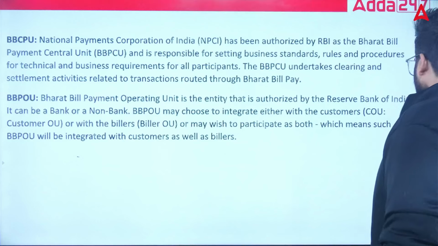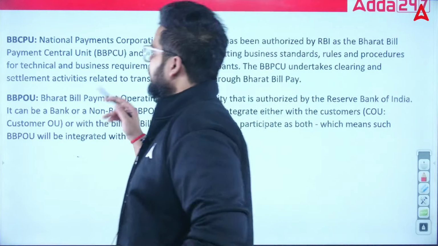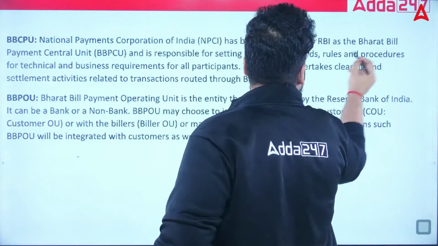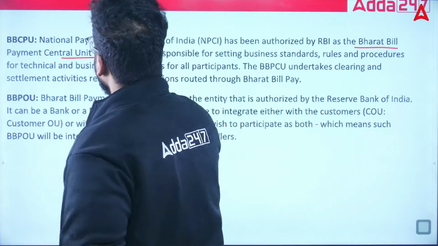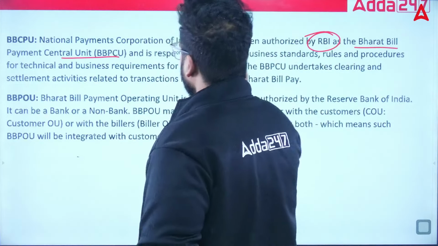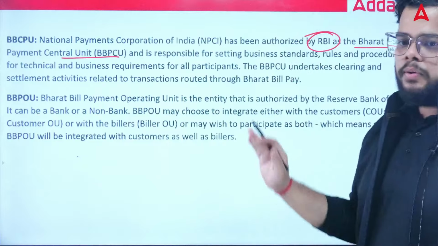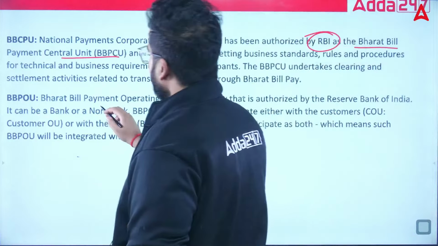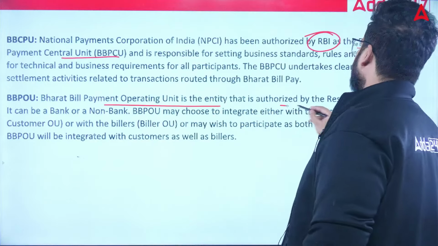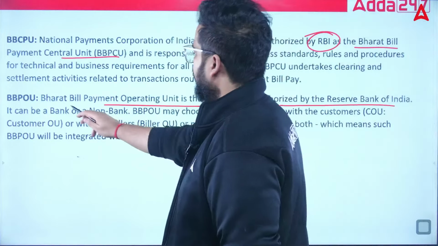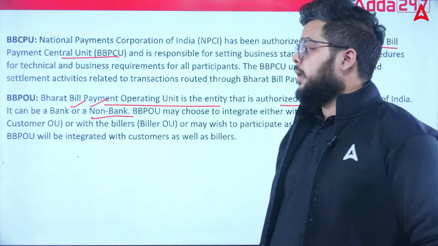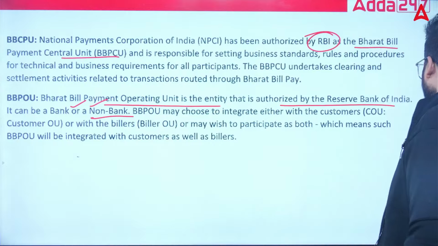After that, two important aspects are BBPCU and BBPOU. CPU is what? It is simply the Bharat Bill Payment Central Unit. So NPCI has been authorized by RBI as the BBPCU. So always remember who is the BBPCU in our country, NPCI, and Bharat Bill Payment Operating Unit. Your BBPOU is an entity that is authorized by the RBI, and it can be a bank or a non-bank as well. This question has been asked whether a non-bank can be your BBPOU. So yes, that will be the right answer.